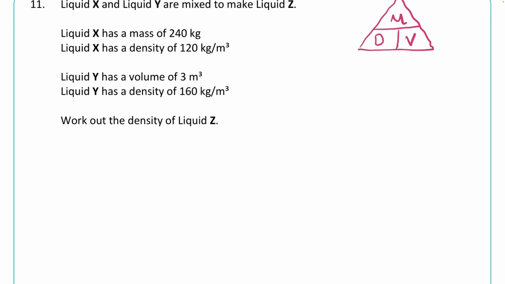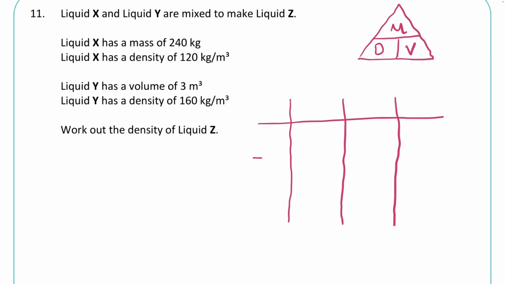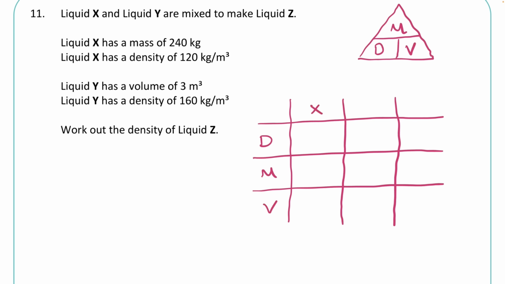Now with a question like this, I would pretty much always put it into a two-way table. Even if it's not a mixture question, it's a really nice way of organising a question just to see exactly what pieces you have been given. But we have a density, a mass and a volume. We have liquid X, liquid Y and liquid Z.